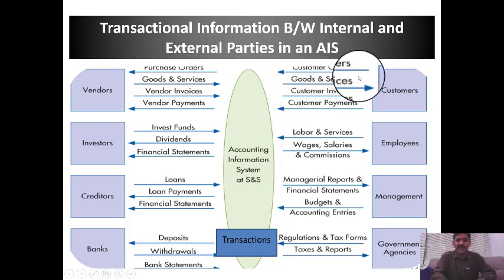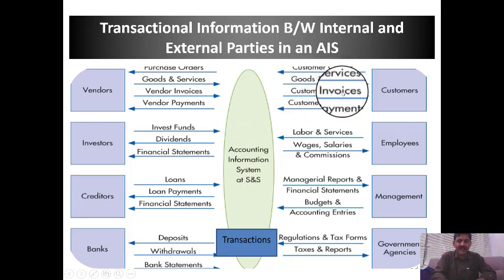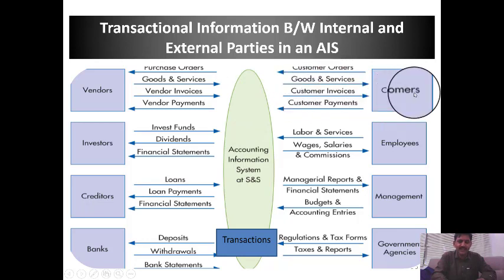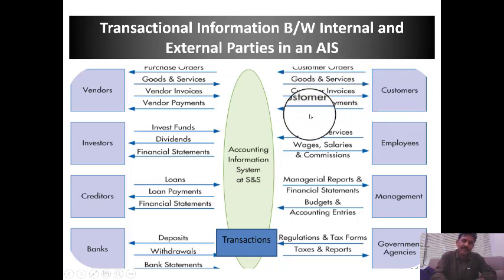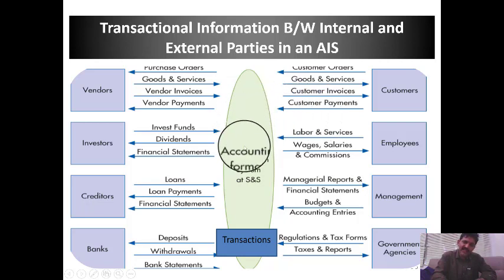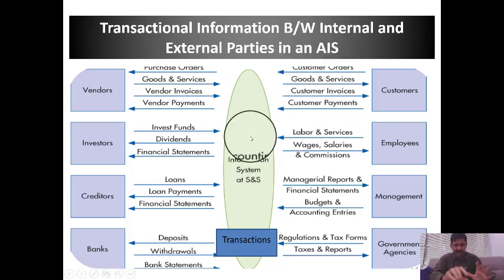What does the customer do? Giving orders. What do we do? We give goods, and then give invoices. And what does the customer do? The customer processes invoices, and finally makes payment. That payment will be recorded in the accounting information system, because, as we studied in the definition, its function is collecting data. So it collects what? Customer payments. I hope you understand.